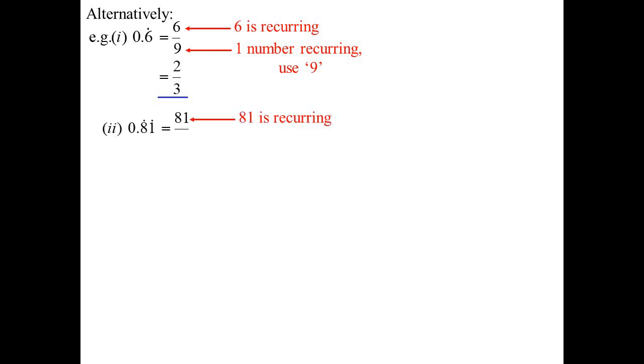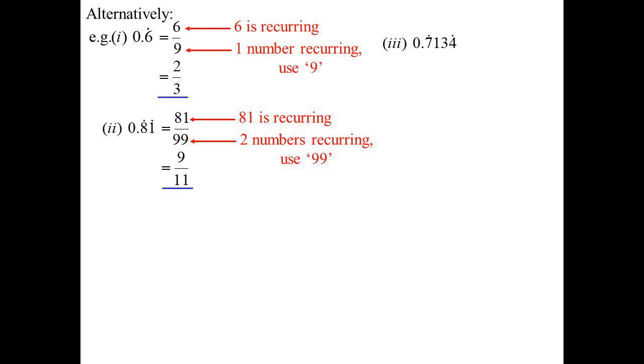0.81 repeater, same idea. Well, 81 goes on top because that's what's recurring. 81, 81, 81. Now, here's the clever bit. There are two numbers repeating, so I write down two 9's, and by two 9's, I don't mean 18, I mean physically write two 9's, 99. So however many numbers are repeating, that's how many 9's I'm putting down. 81 on 99, 9/11.